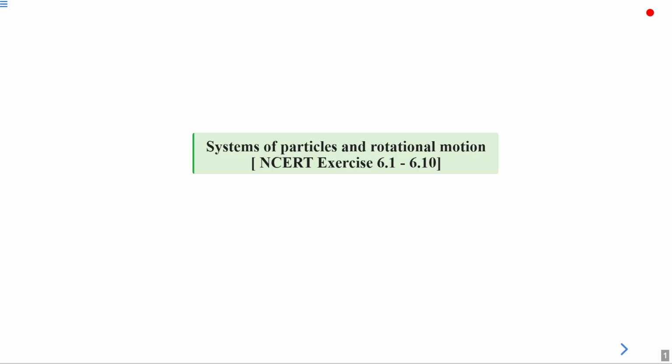In today's lecture, we are going to solve NCERT exercise questions on system of particles and rotational motion from 6.1 to 6.10.